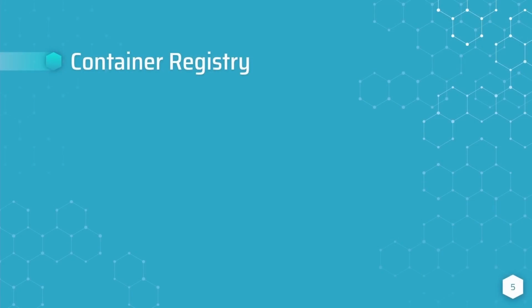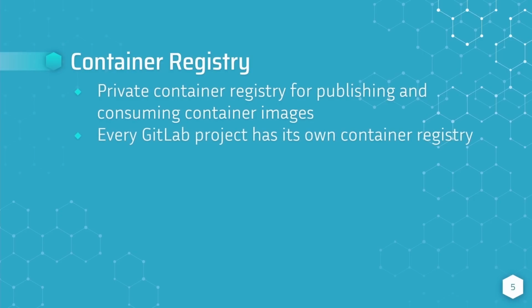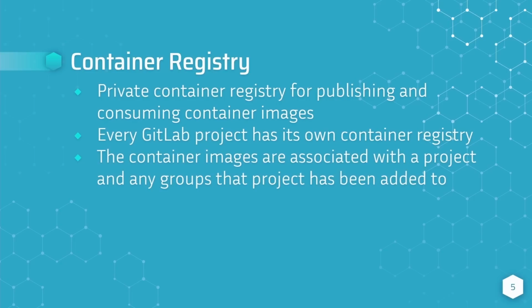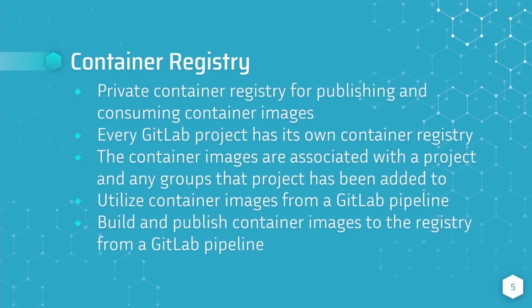The GitLab Container Registry is a private container registry for publishing and consuming container images. And every GitLab project has its own container registry. The container images in the registry are associated with a GitLab project and any groups that project has been added to. You can utilize container images stored in the registry from a GitLab pipeline. You can also build and publish container images to the registry from a GitLab pipeline.